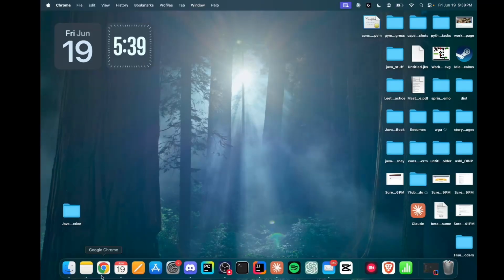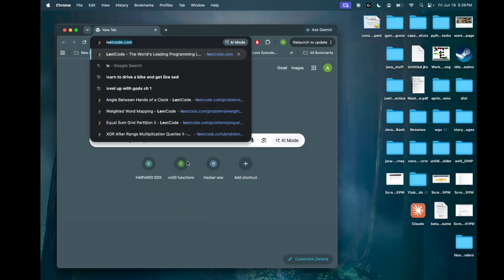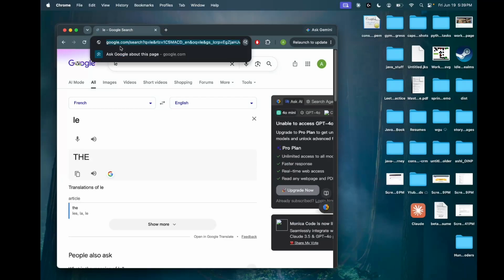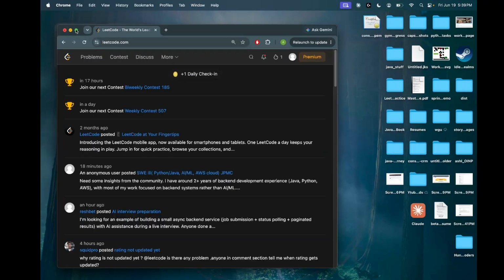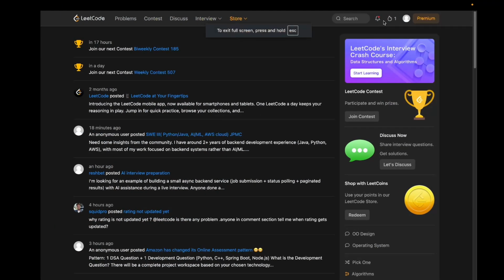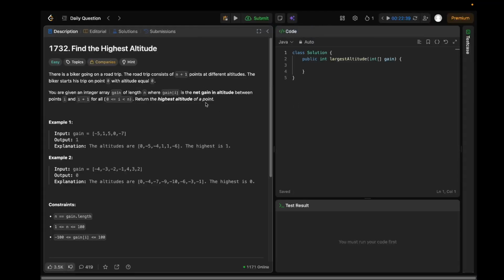Alright guys, let's see what we have today. Yesterday we solved the clock problem. Let's see, today it's find the highest altitude. There is a biker going on a road trip.